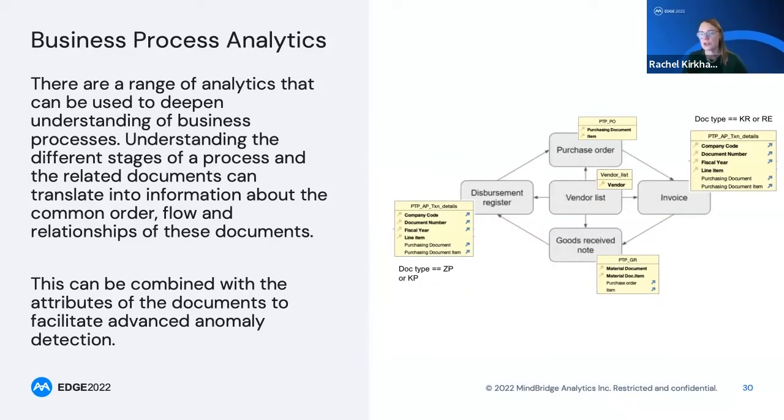So just to recap then, business process analytics, what are they? There's a range of analytics that you can use to deepen an understanding of business process. So being able to take the different stages of the process, understand the relationships between documents, translating that information into a numeric space where we can actually run lots of different machine learning algorithms to identify anomalies, allows you to really quickly spot where there are potentially control failures, control weaknesses, unusual contracts or unusual activity within the process.